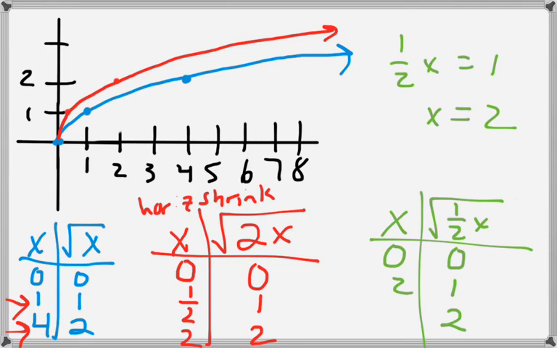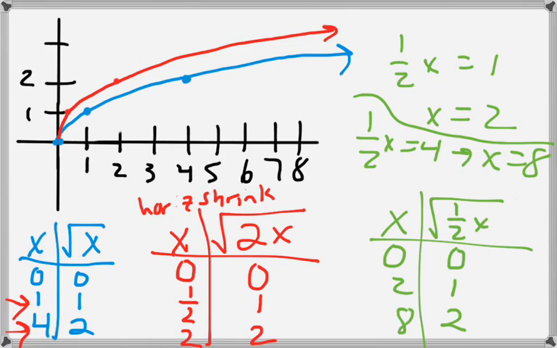And then similarly, for the last point, we took the square root of 4 the first time, and so now we need to also take the square root of 4 again, and so that means that 1/2 x needs to be equal to 4 for this point, and so then x needs to be 8 for that last point there.